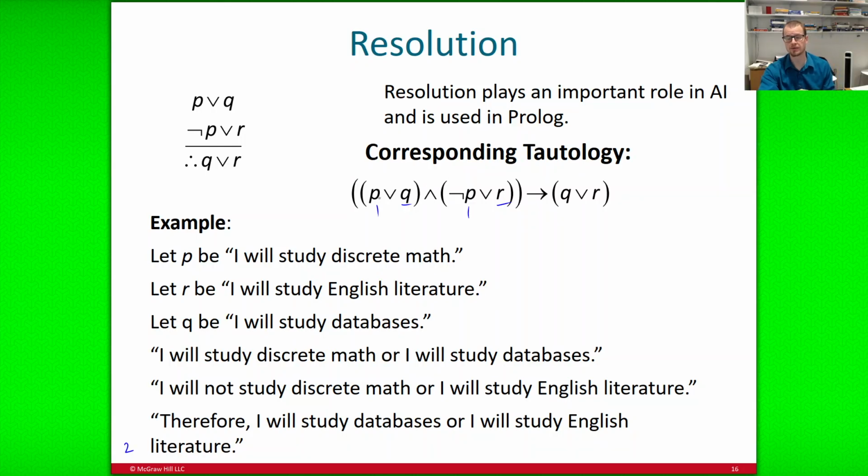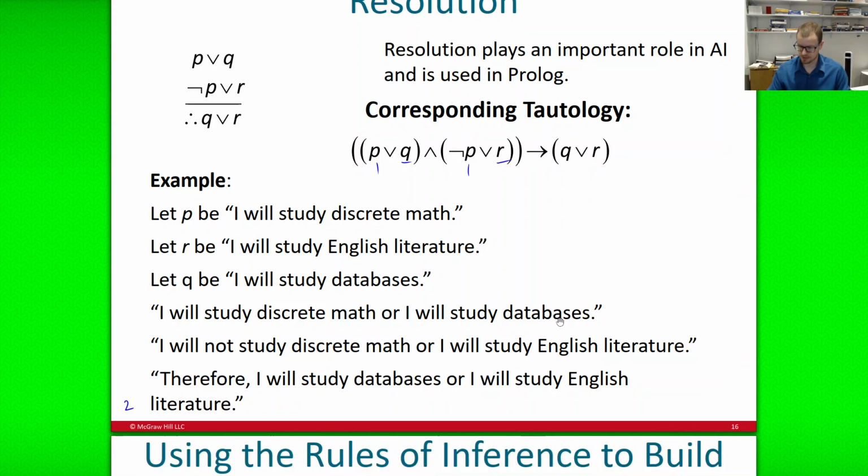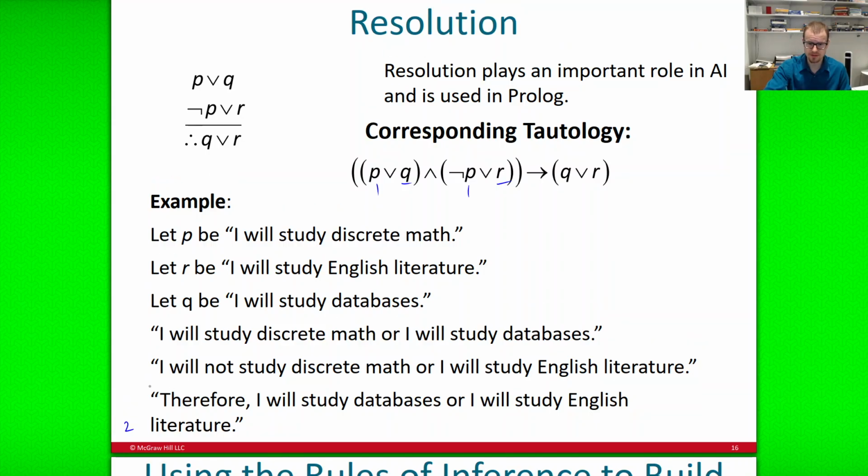So either way, right, if I have P and I have not P, then if both of these are true, then either Q or R must be true. So I think this makes sense, but let's look at this example. I will study discrete math. I will study English literature. I will study databases. I will study discrete math, or I will study databases. I will not study discrete math, or I will study English literature. Excellent. So what I want to recognize is, assume that these are true. Therefore, I will study databases, or I will study English literature.